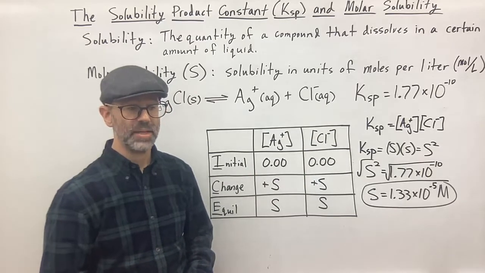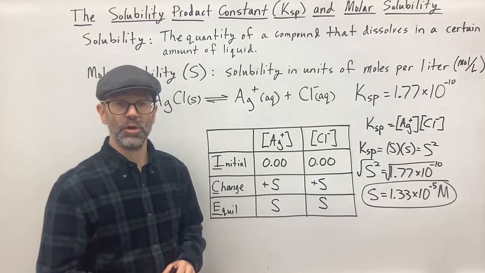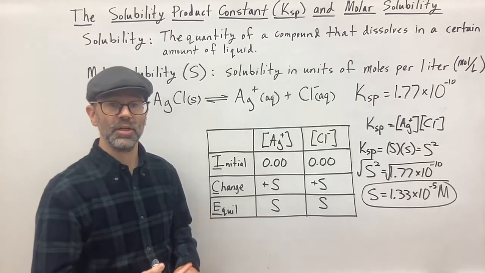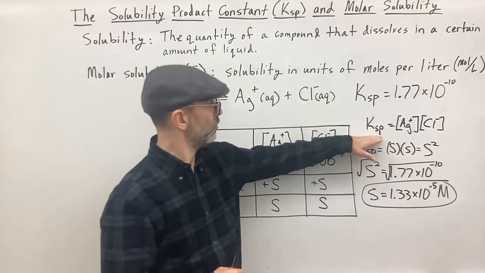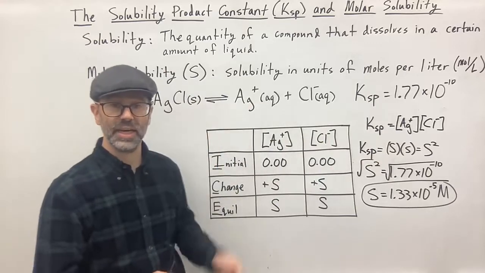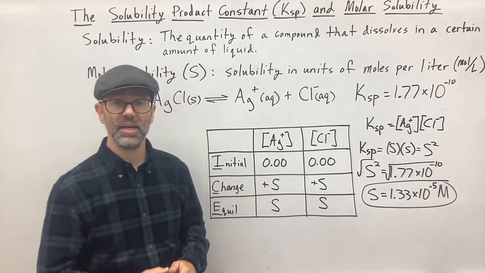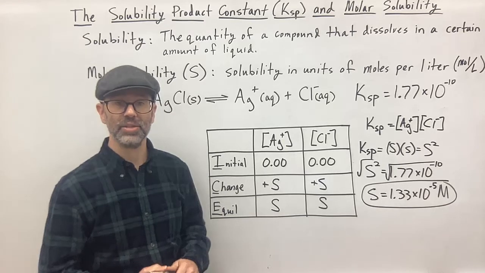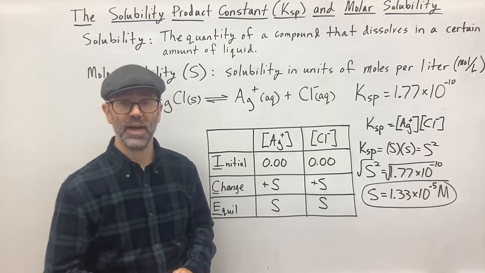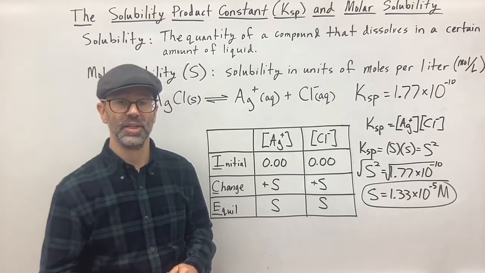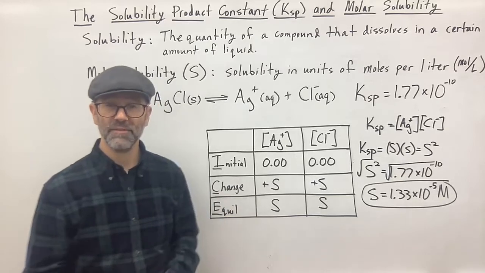And so that is the molar solubility of silver chloride in pure water, given that that is the Ksp value. And so that's how you would solve for your molar solubility if you're given the Ksp of your substance, and you know what the salt is, and you can write out the equilibrium equation for dissolving of that ionic substance. So I hope this video was helpful.